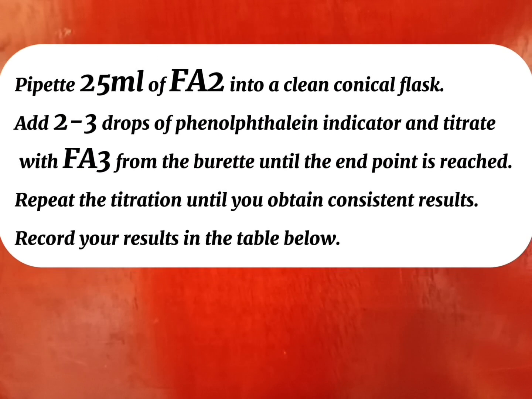Pipette 25 mL of FA2 into a clean conical flask. Add 2 to 3 drops of phenolphthalein indicator and titrate with FA3 from the burette until the end point is reached. Repeat the titration until you obtain consistent results. Record your results in the table below.